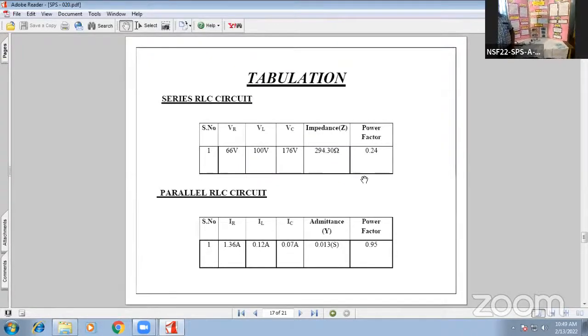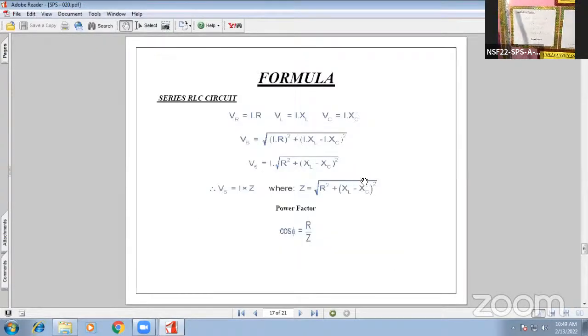Impedance. Can you please explain that impedance? Yes, ma'am. Ma'am, in a series RLC circuit, I have got the power factor formula, ma'am. That is fine, but I'm asking the definition. What is the meaning of impedance? The value, ma'am, in ohms, I got 294.30.